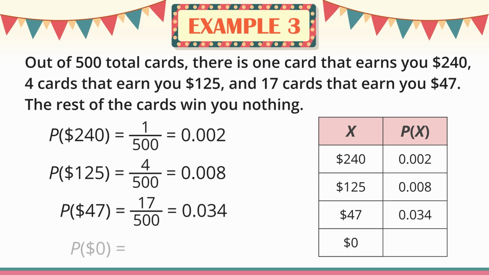Finally, what is the probability of winning nothing? Taking away the 22 cards that win you a prize, there are 478 cards left, so the probability of winning nothing is 478 over 500, which is 0.956. Great job! Now that you know how to write probability distributions, you have a better understanding of the games you might take a chance on.